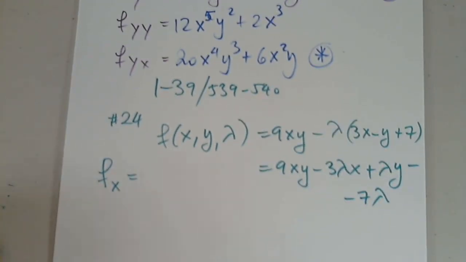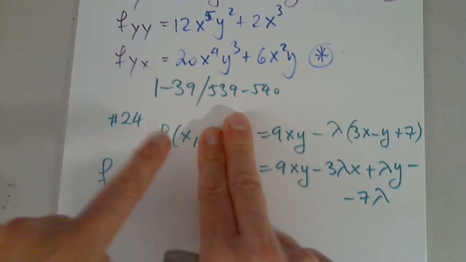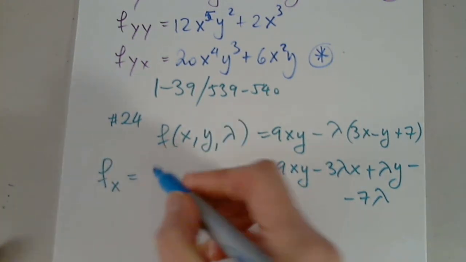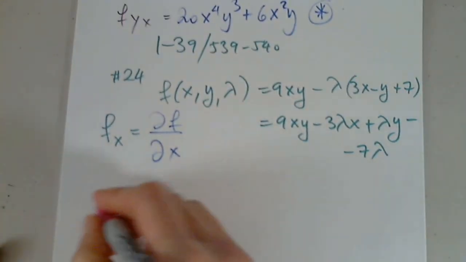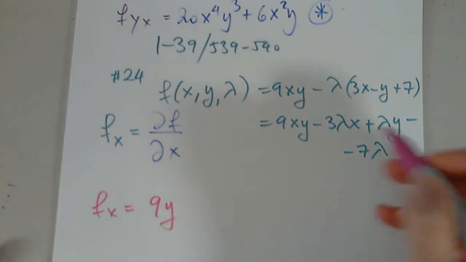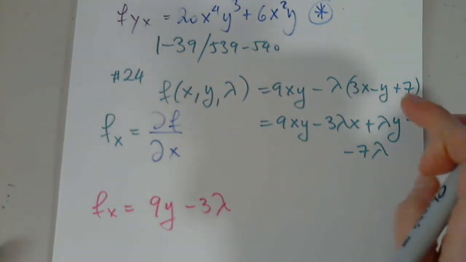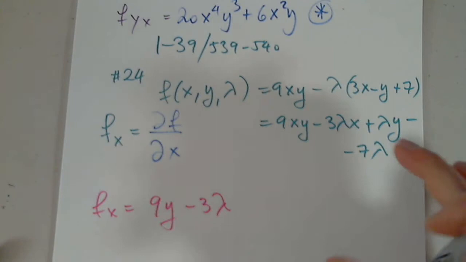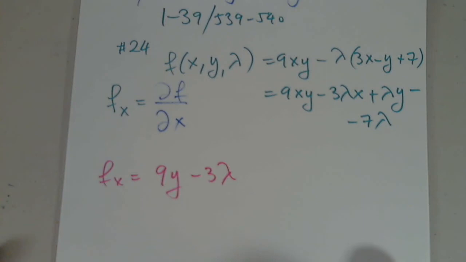Okay, perfect. So we are keeping y and lambda fixed. We are only differentiating x because this is the first order partial derivative of function f with respect to x. So fx is, I see here x, so it's 9y. I see here x is minus 3 lambda. No x, nothing. Fixed. When I differentiate something fixed, I get 0. Any questions so far?